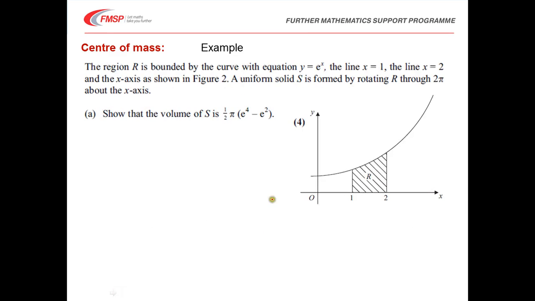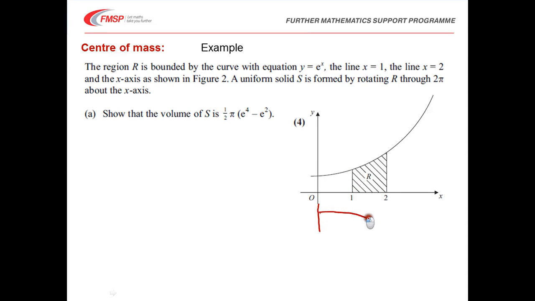Okay, so now we're going to take a look at a different type of question. Again, if you're working through this yourself, please pause at this point. I'm just going to skim read the question here. We have a region R bounded by a curve y equals e to the x, and these two lines x equals 1 and x equals 2. We're going to rotate that area around the x-axis through 2 pi to make a solid shape.